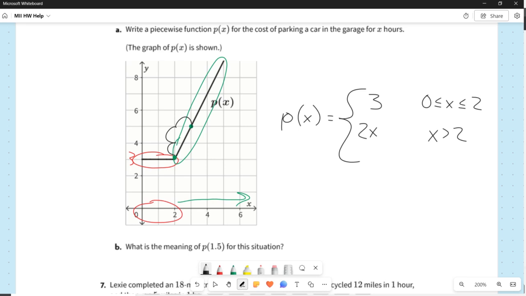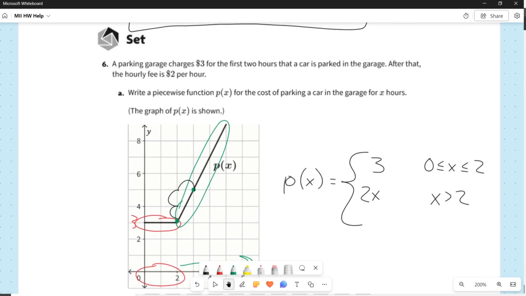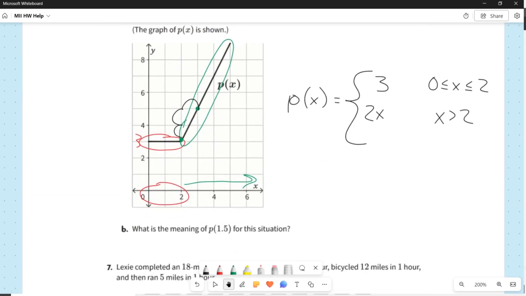So 2x. Also, it should not be surprising that our slope is 2, because we're getting charged $2 per hour. So that's our rate of change. Every hour we get $2 additional. So it makes sense that our slope would in fact be 2, because that's the rate of change for this problem. So the only thing we're really missing now is the y-intercept, and let me clear out all this extra stuff.